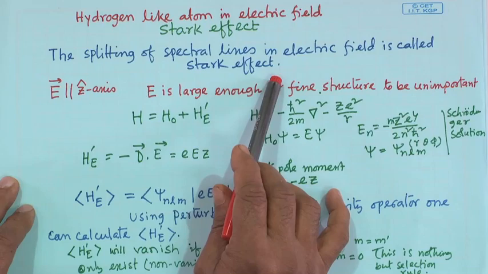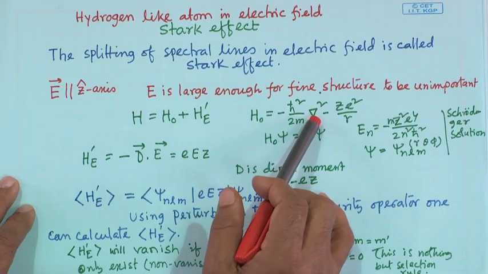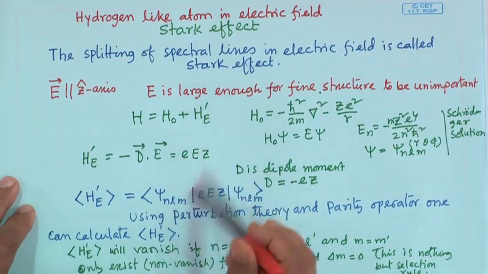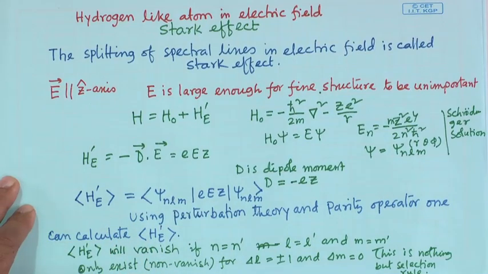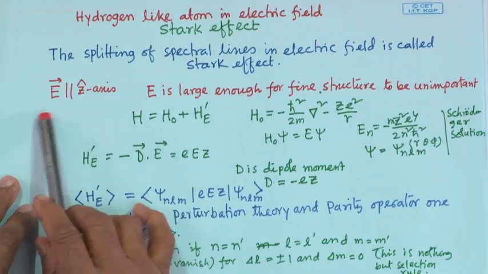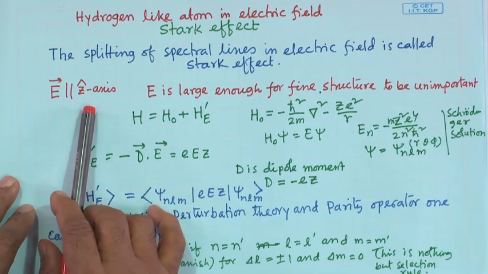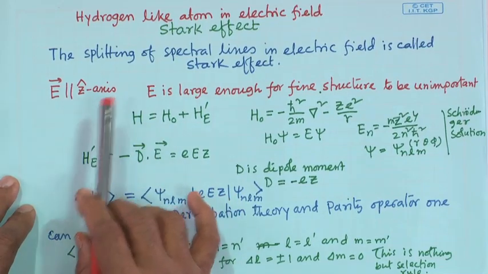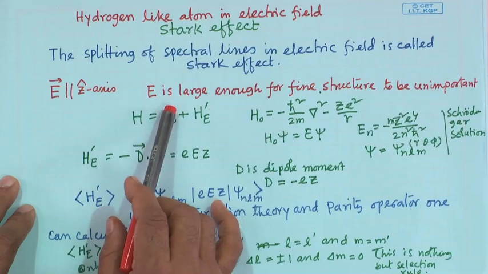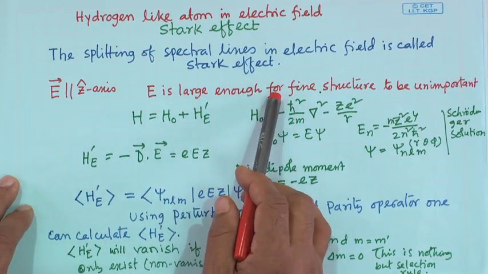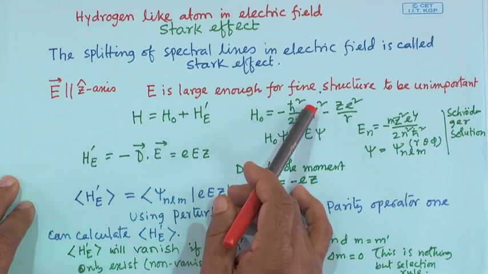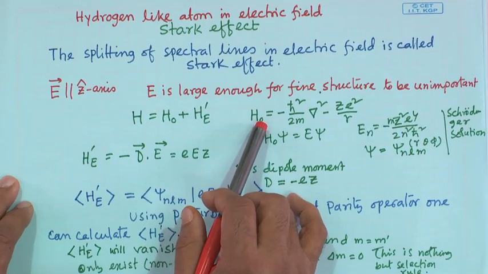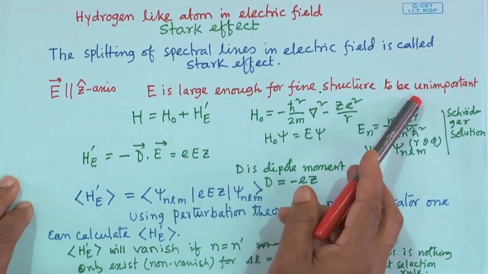Okay. Now, take an electric field and apply it. So, if you take the direction of the electric field like the magnetic field in space along the z direction, okay, the electric field is applied along the z direction, and atoms are there. So, now this electric field is in general large, and this electric field is large enough for fine structure to be unimportant.